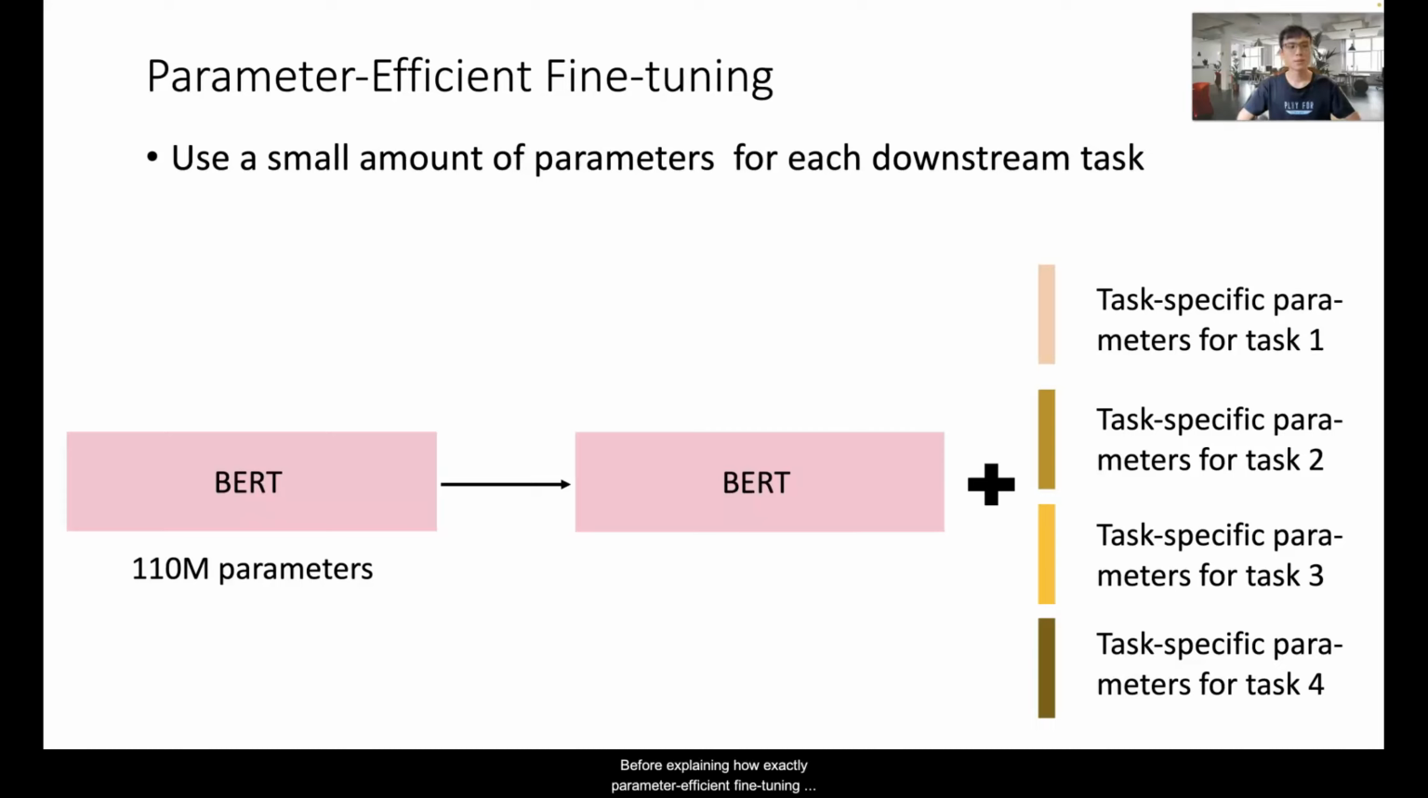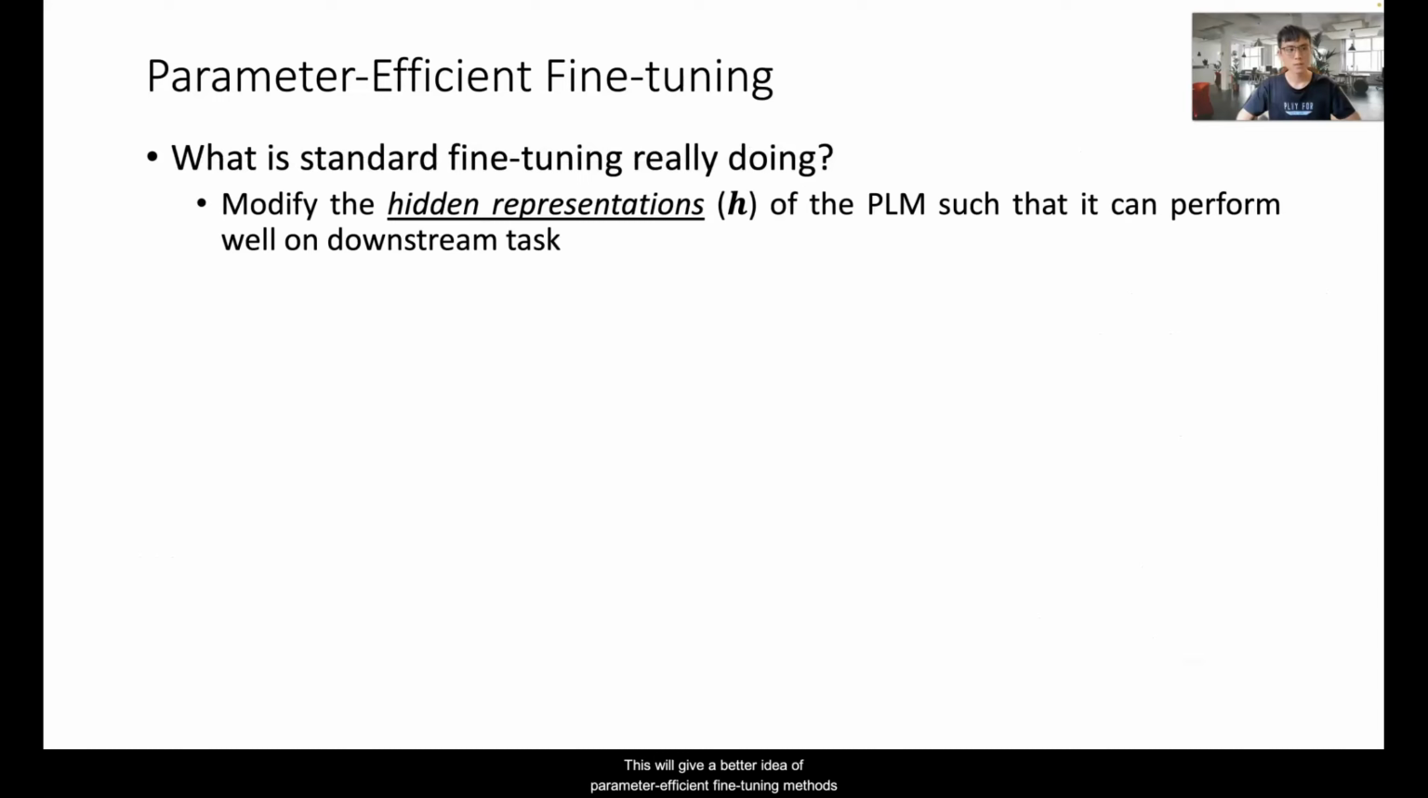Before explaining how exactly parameter-efficient fine-tuning reduces the task-specific parameters of the downstream tasks, I'm going to revisit the standard fine-tuning that fine-tunes the whole model. This will give a better idea of parameter-efficient fine-tuning methods. So back to standard fine-tuning. What is standard fine-tuning doing?